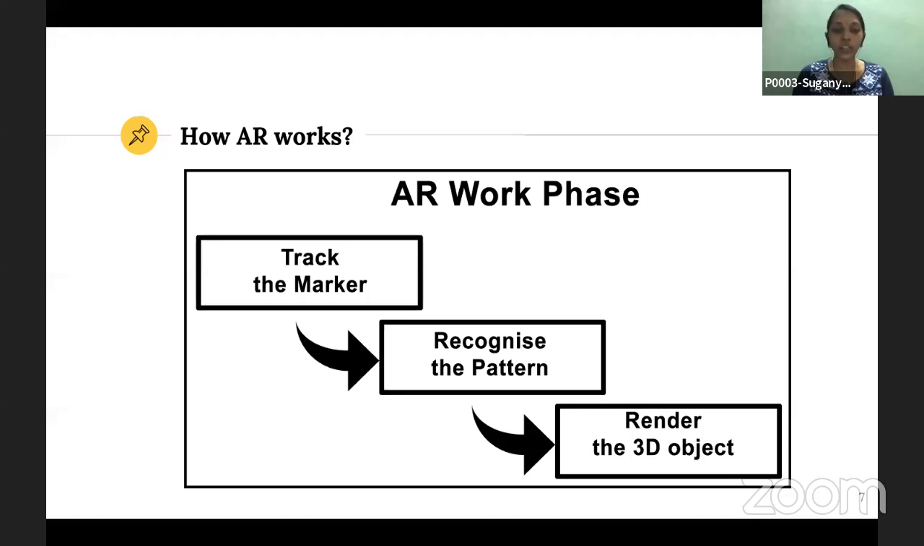This is how augmented reality works, and the TN Schools Live app makes use of image-based tracking. That is, the marker will be an image. I hope you all remember what Professor Dineshkumar explained about image-based tracking earlier this morning. So I'm moving to the next slide.